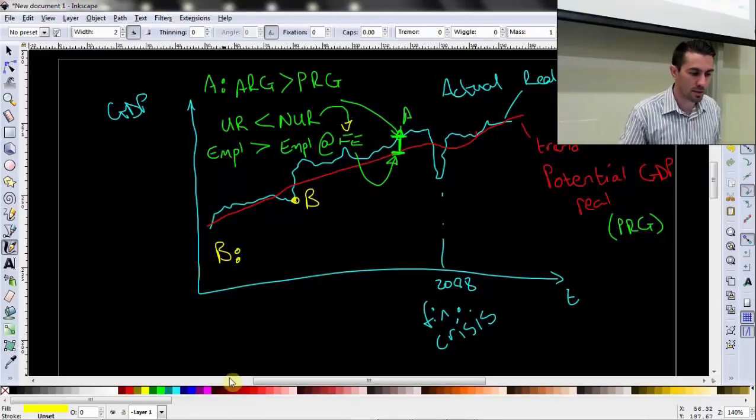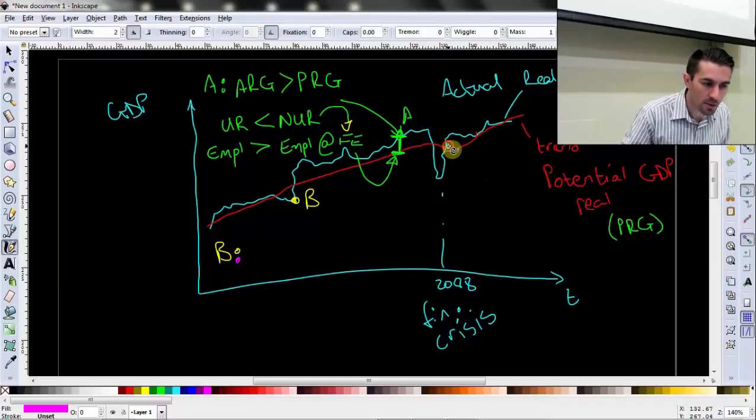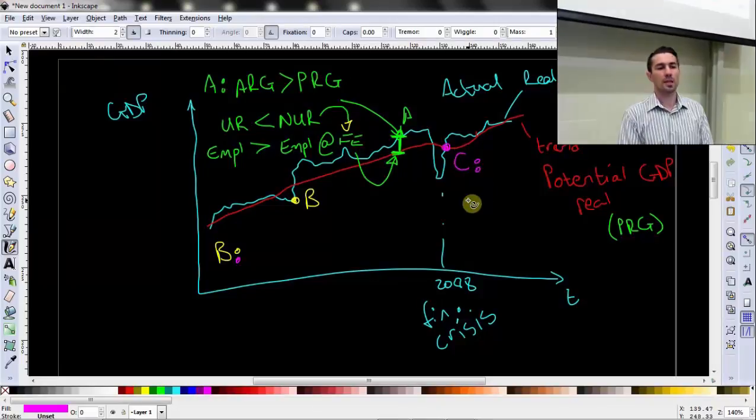Okay, and then let's take one more point. Here we go. Okay, point C. At point C, is actual real GDP greater than, less than, or equal to potential real GDP? Equal to. Is the unemployment rate greater than, less than, or equal to the natural unemployment rate? And what about employment? The amount of people employed is greater than, equal to, or less than the number of people that would be employed at full employment? You happy that it's equal to? Because in fact at point C we are at full employment. Everyone happy with that concept? Any issues with this diagram, or can we move on? Happy? Okay.